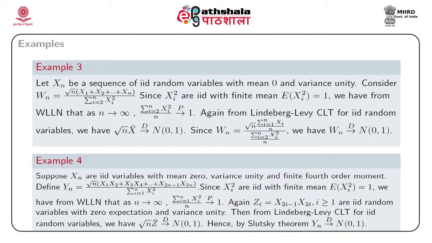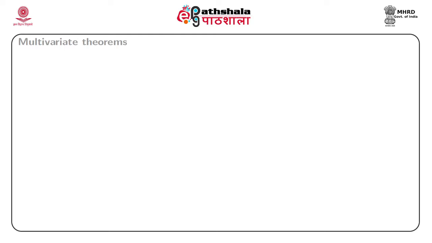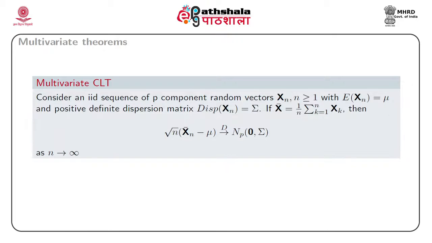Next, we shall discuss the multivariate central limit theorem. So far we have discussed the central limit theorem for univariate random variables, but often we have random vectors or sequences of random vectors, and as earlier we need to apply or develop a central limit theorem for such sequences of random vectors. So we shall discuss one such central limit theorem now.